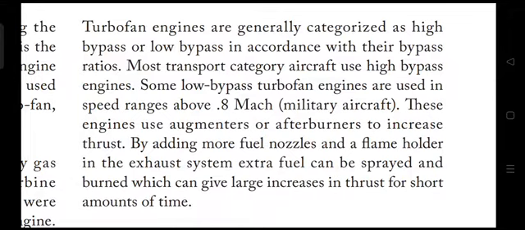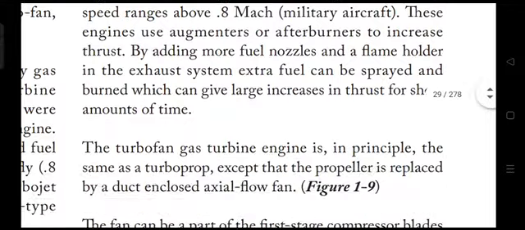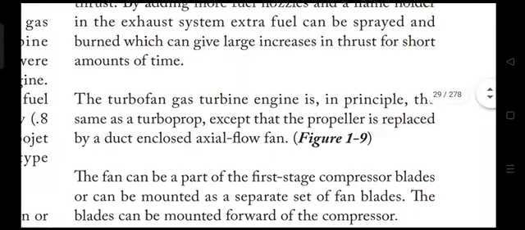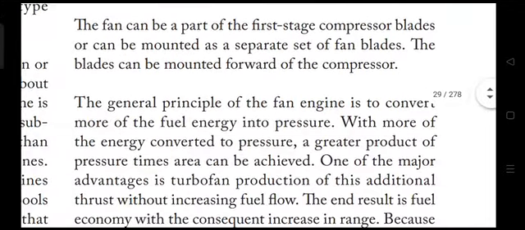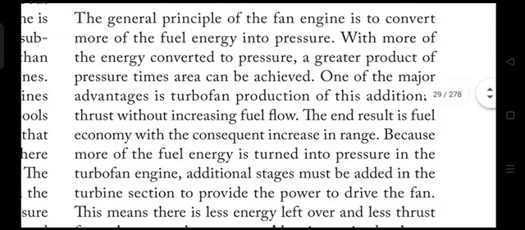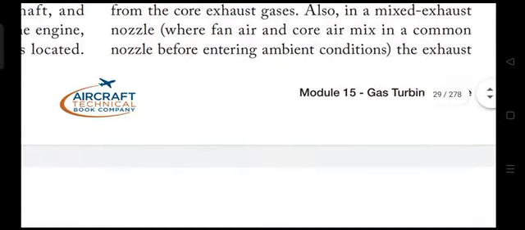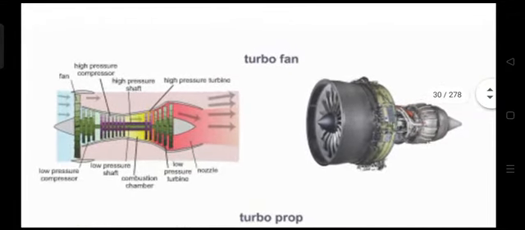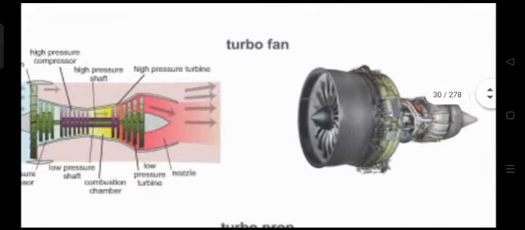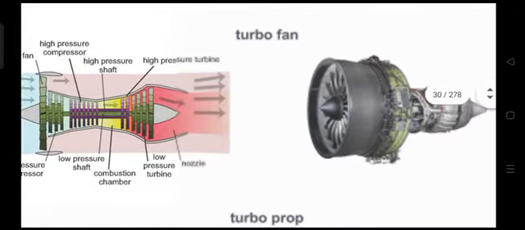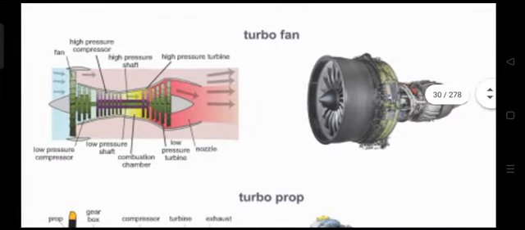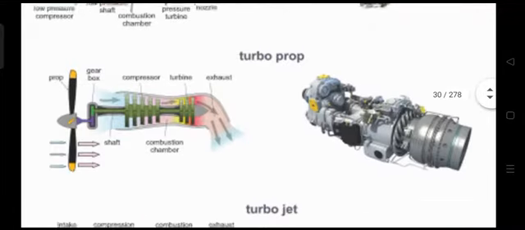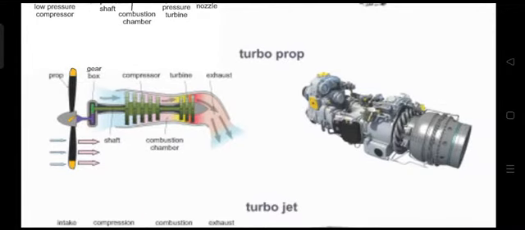Now the low bypass turbofan engine. What bypass is, we will come across that also. You can just go through these things, it will cover everything. Now going one by one. This is the turbofan engine where there is a big fan mounted at the front. The engine is responsible for rotating the fan, because the fan will be producing the maximum amount of thrust.